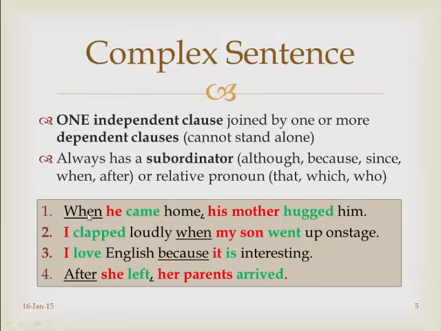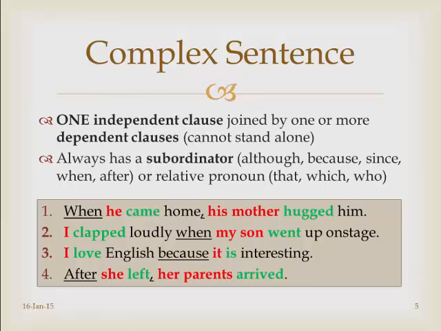Here is the subordinator when, the relative pronoun. Okay, when. So when he came home, independent clause, his mother hugged him, independent clause. I clapped loudly when my son went up on stage. I clapped loudly, independent. When my son went up on stage, dependent, right? With the subordinator when. I love English, independent, because it is interesting, dependent clause, joined with the subordinator because.